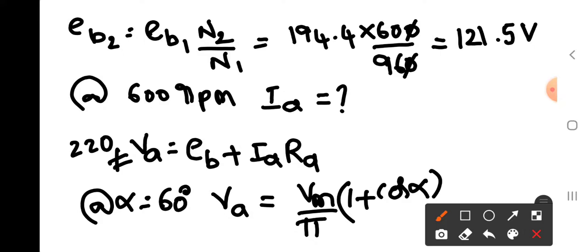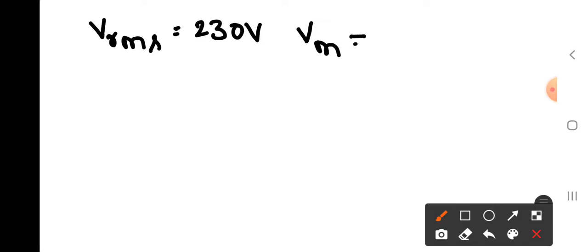To find Vm, he has given the clue: the input voltage to the converter is 230 volts AC. That 230 volts AC is the RMS value, not the maximum value. So Vrms is equal to 230 volts. Then what is Vm? We know that Vrms is equal to Vm by root 2.